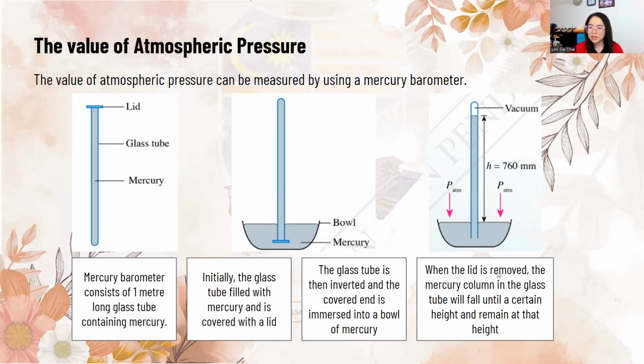When the lid is removed, the mercury column in the glass tube will fall until a certain height and remain at that height. It will fall until this level, and then it will no longer fall out from the glass tube. So we know that this height is equal to the atmospheric pressure. That's why atmospheric pressure is equal to 760 millimeter mercury or 76 centimeter mercury.